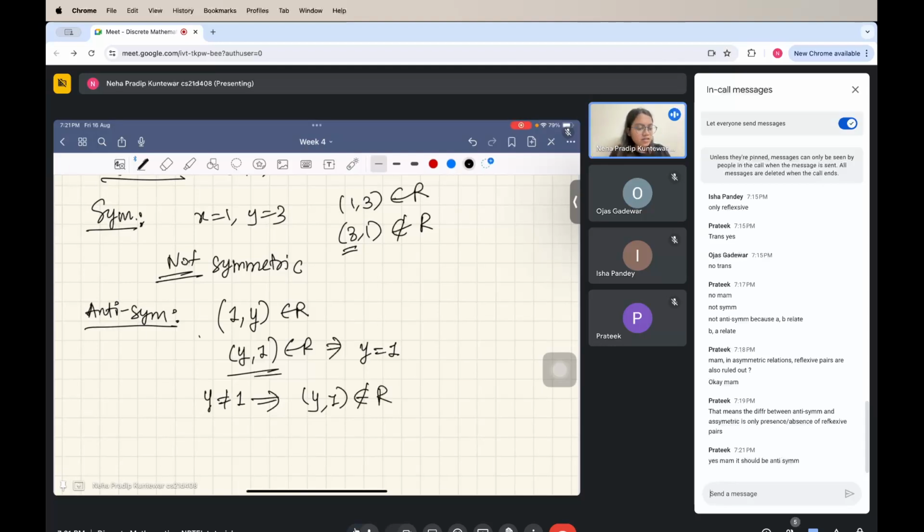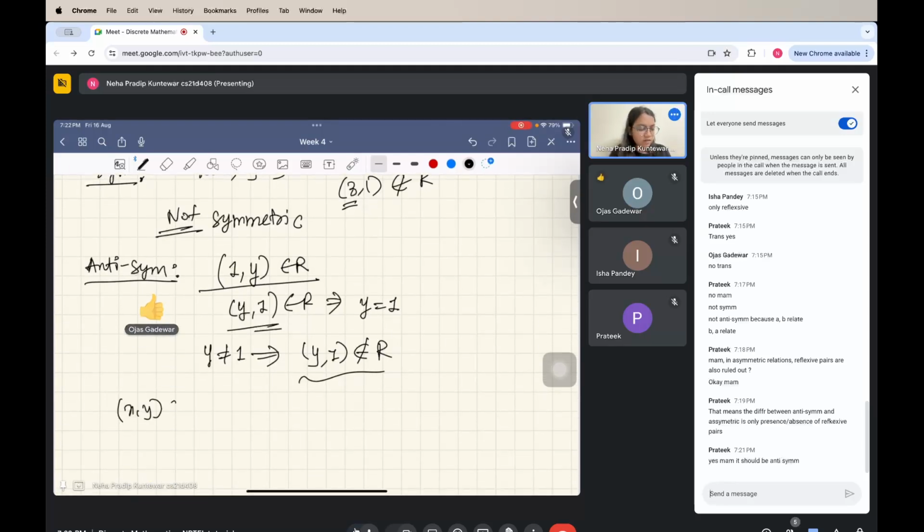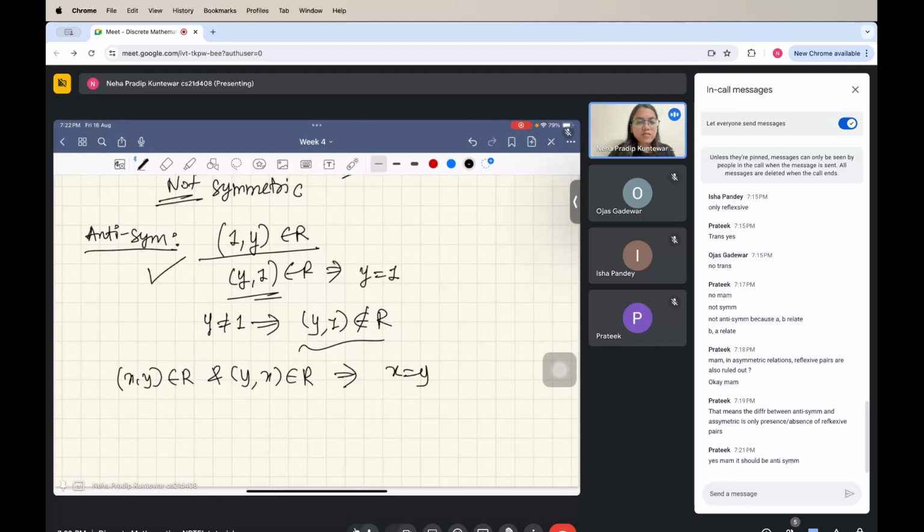So what we're saying is, if x y are related, then it can't be that y x are related unless they are both the same. So what we are essentially saying is x y in R and y x in R, if both of them happen, then it better be that they are the same elements. Otherwise, you can't have this property. So this is indeed an antisymmetric relation. And what about transitivity?